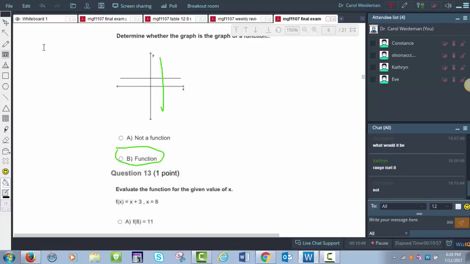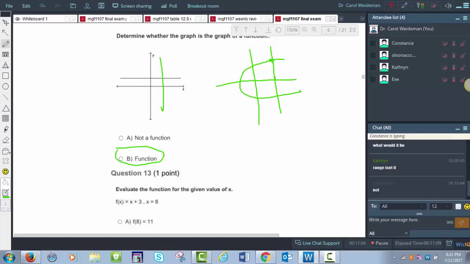If you remember, I know I had some examples in the homework, things that look like this. And if you drop a vertical line on that, it's not a function, because for this x value, I could either get this y value or this y value. So this is not, and this one here is. Vertical line test.